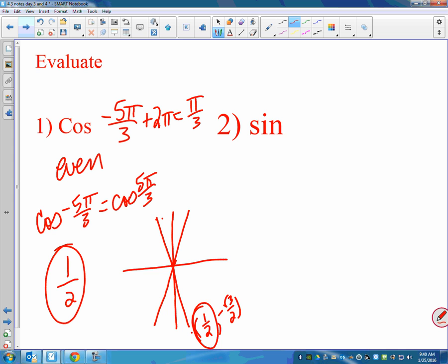So you don't have to use this even and odd stuff right now, but I'm just telling you, it's going to come in handy to know which ones are even and which ones are odd. But you could still evaluate it without doing even.